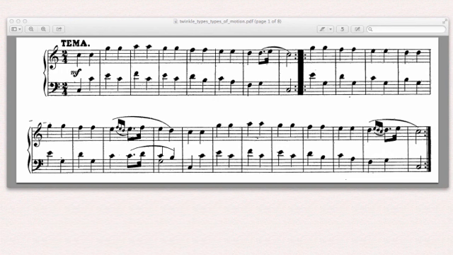In class today, we ended by looking at this example. This is Mozart's theme and variations on Twinkle Twinkle Little Star. Just as a reminder, here's what this sounds like.